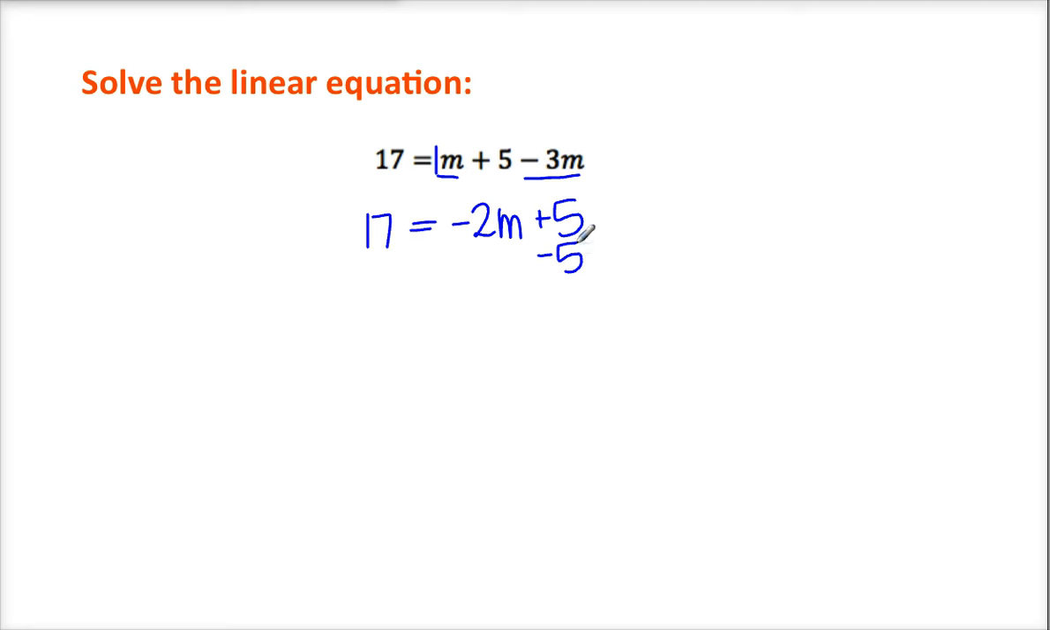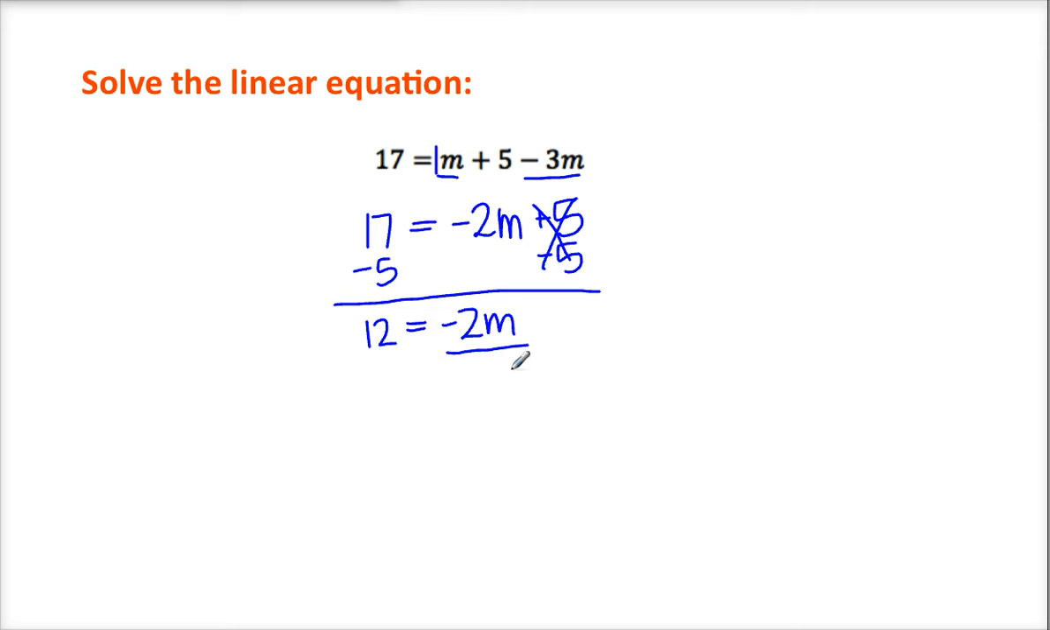Now remember, think of this equation like a scale. Whatever I do on one side, I have to do on both sides to keep it all balanced. So if I subtract 5 here, I'll subtract 5 here as well. Now I have 17 minus 5 is 12. This is equal to negative 2m. And like I said, a positive 5 and a negative 5 combine to be 0. They cancel out. So here is my equation that I'm working with now. So I have 12 equals a negative 2m.